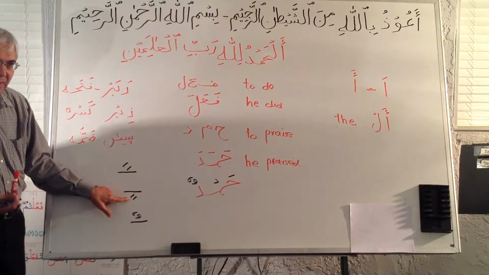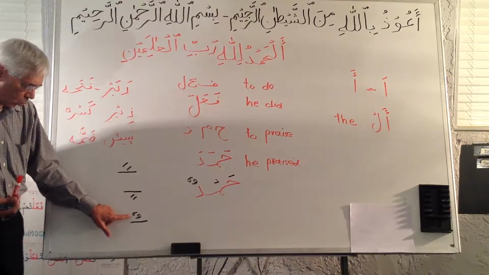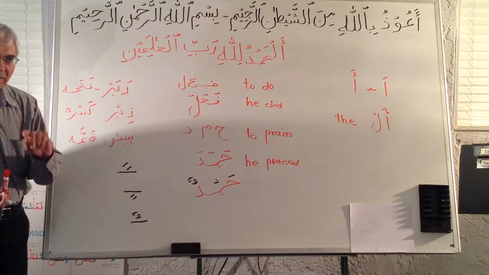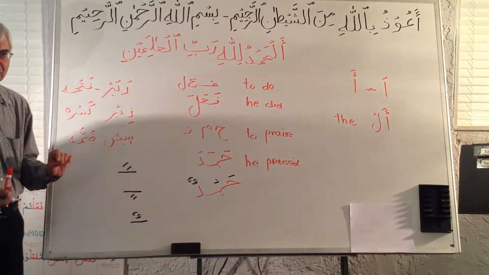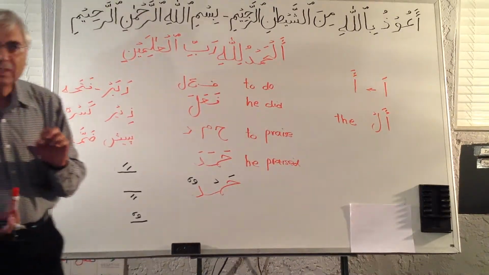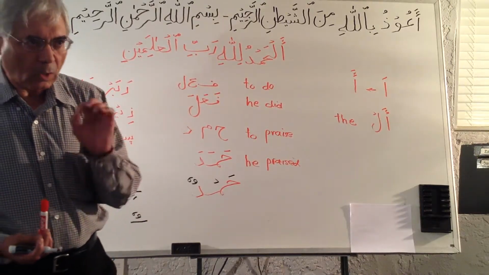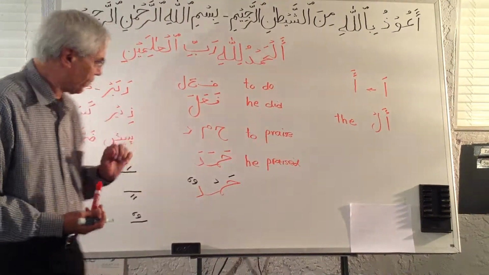One is called kasra, two are called kasratain. One is dhamma, two are called dhammatain. These have names, they are called tanween. All three of these are called tanween. And the sound of tanween is the sound of noon.